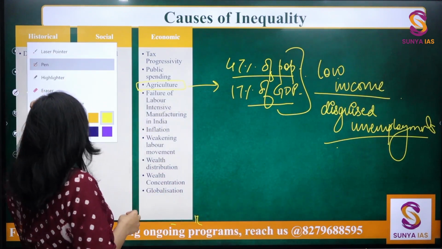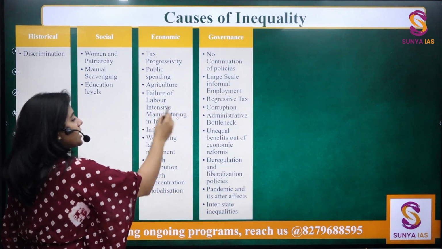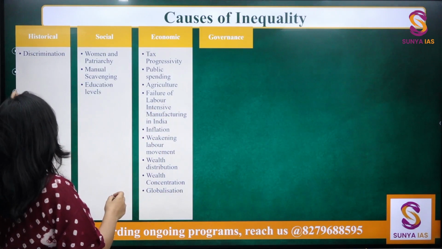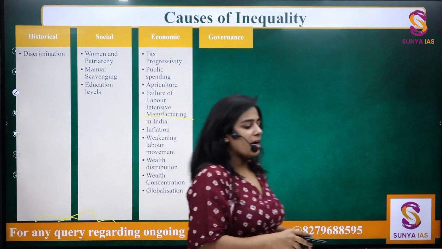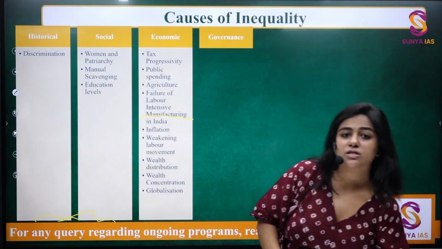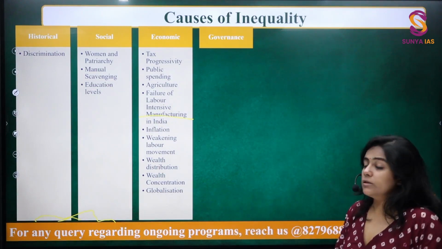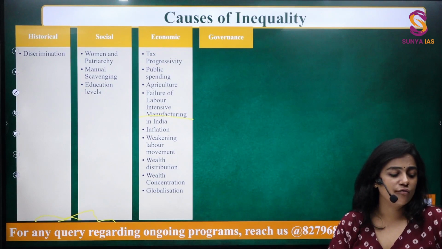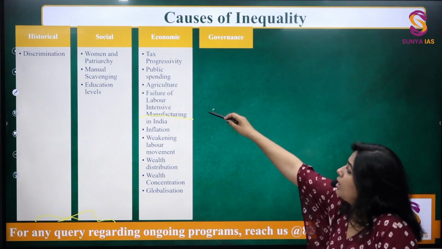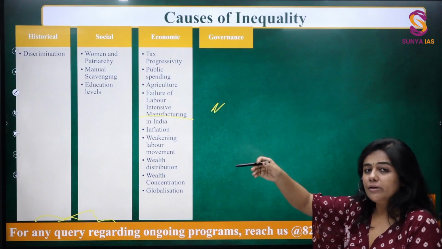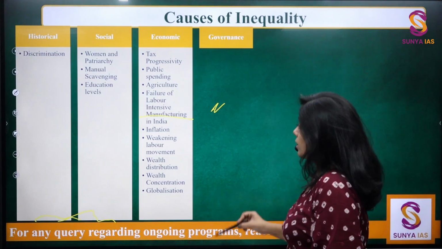So agriculture. Then failure of labor intensive manufacturing in India. It is failure of labor intensive manufacturing in India. Right now we are doing course corrective measures wherein we are saying okay, Make in India, Startup India, everything, but the fact is that we missed the train of manufacturing which could have helped us to gain an edge just like China gained, right? So we missed that train and now we are just trying to catch up somehow.